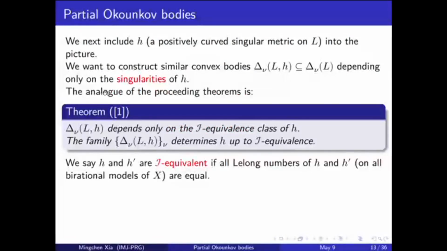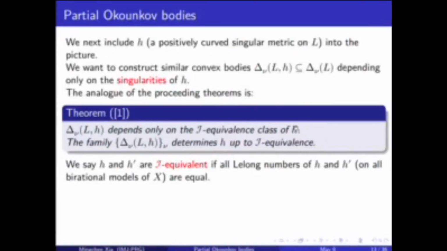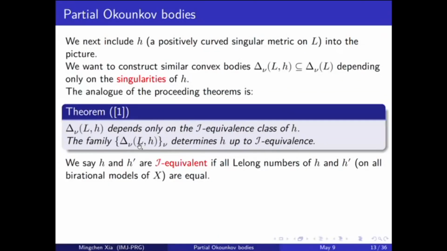The analogs of the preceding theorems are also true, which is the main result proved in paper 1, which tells you that these partial Okounkov bodies, Δ_ν(L,h), depend only on the I-equivalence class of the singularities of h, and I'll explain what I mean by that slightly later on. And conversely, the family of all partial Okounkov bodies determines our singular metric h up to I-equivalence. And of course, in order to make sense of this theorem, we need to understand what we mean by I-equivalence.